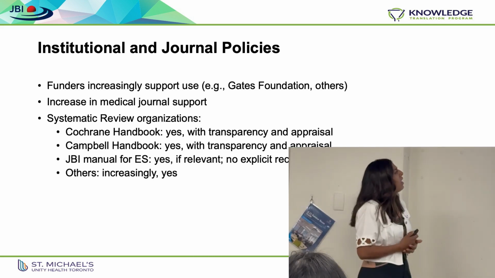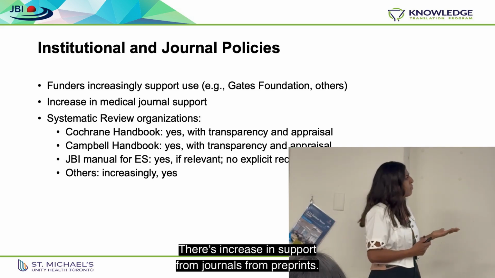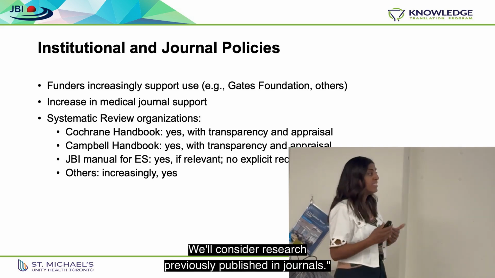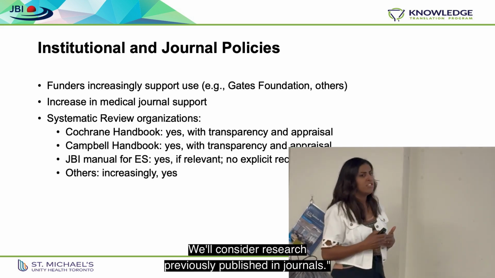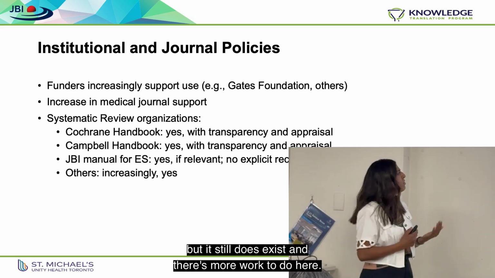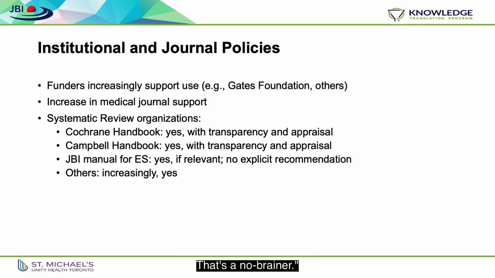It's a neat model. There's increased support from journals for preprints. A lot of that's due to COVID. A lot of journals said, yes, of course, we'll take preprints. We'll consider research previously published in journals. And some journals have walked that back, but it still does exist, and there's more work to do here. And then some systematic review organizations have said, yes, of course, we'll consider including preprints in reviews. That's a no-brainer. And so, just be a little more cautious about how we're doing that. And of course, the appraisals that I mentioned.